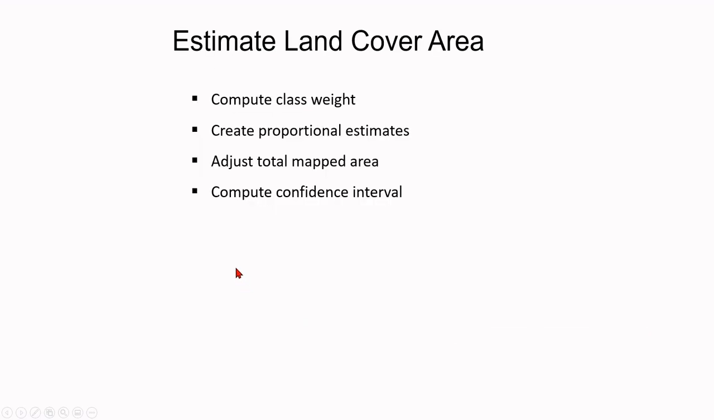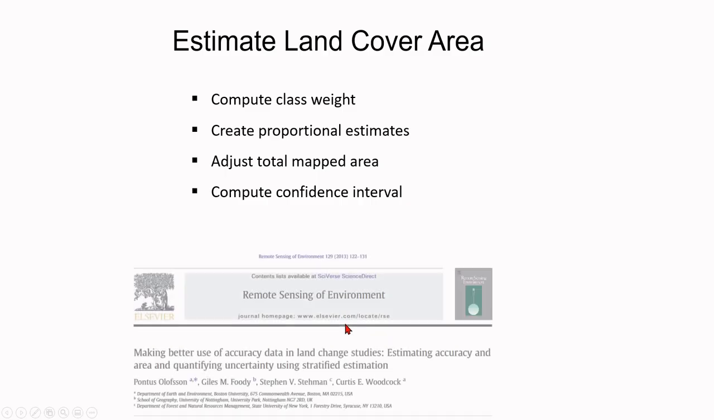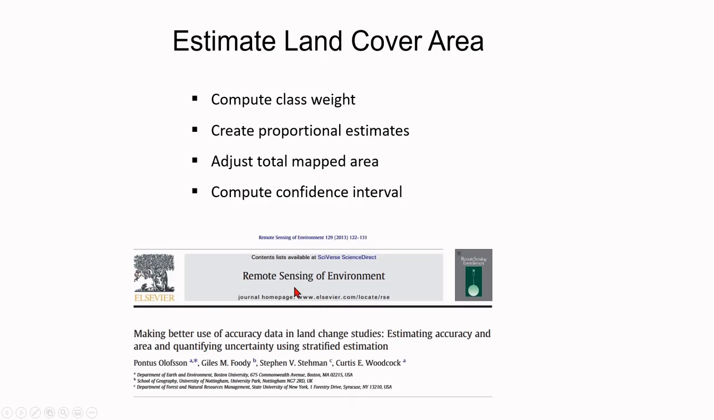So this is where we're now going to estimate land cover area. And to actually do that, we are going to go through these 4 steps. The first one is that we are going to compute class weight, and then we are going to create what I call proportional estimates. And then once we have created the proportional estimate, we're going to adjust the total mapped area, and then we're going to compute confidence interval. So these are the 4 steps we'll be going through. And just to repeat myself again, these steps we are going to work through have all been covered in this study by Olofsson and co. Okay.